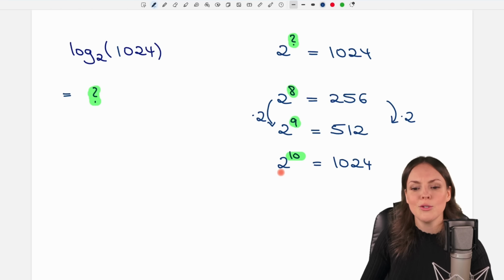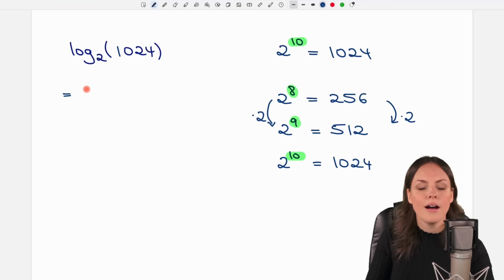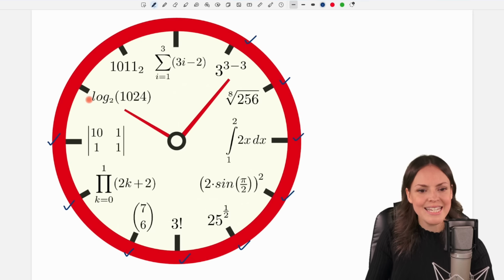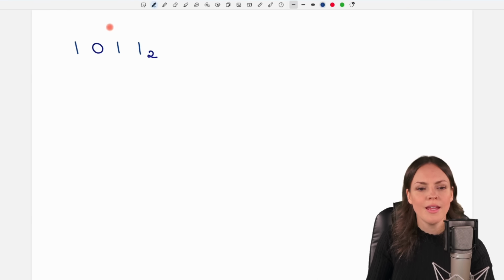So we know that 2 to the power of 10 is equal to this number, and the 10 is our result then of our logarithm. And this was 10 o'clock. 11 o'clock. What do we have here? 1011, and all of this to the base of 2.